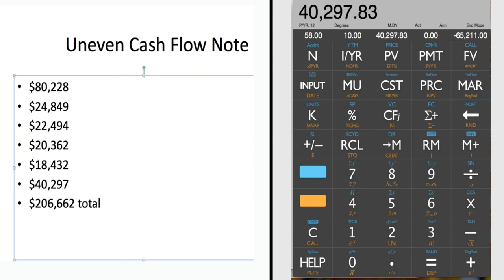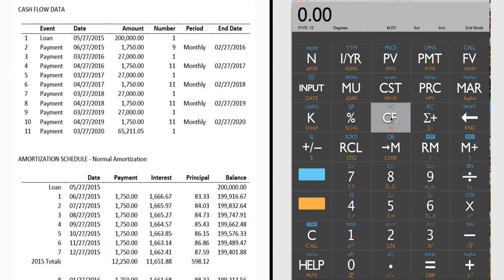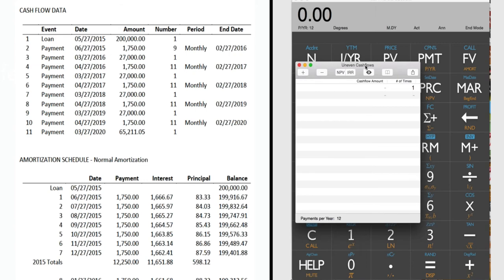Okay, so now if we wanted to do this using this, I'm going to clear all. I think that's how I do it. Okay. So now there's this little one, CFJ, cash flow J, and I'm going to click this one right in the middle of the calculator. It brings up this uneven cash flows area where we can just enter these in. And I'm going to push this plus button a few times because we know we have 11 entries to make.